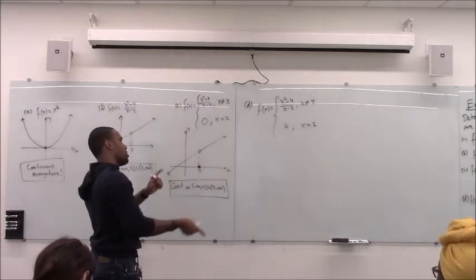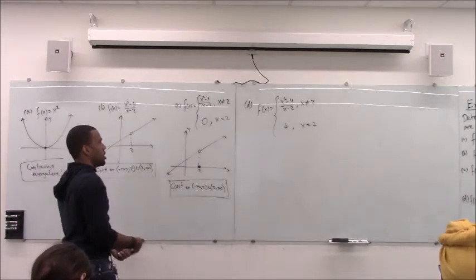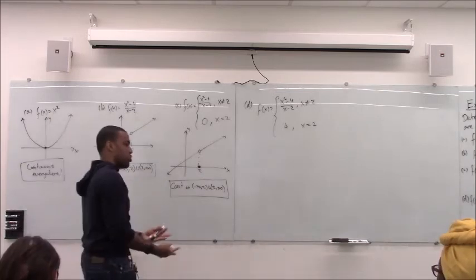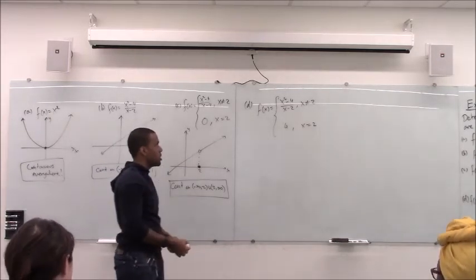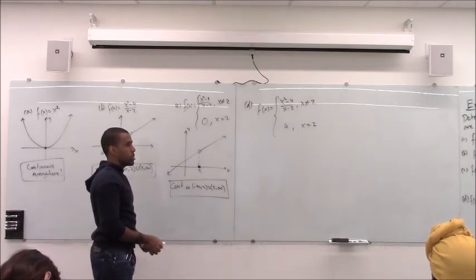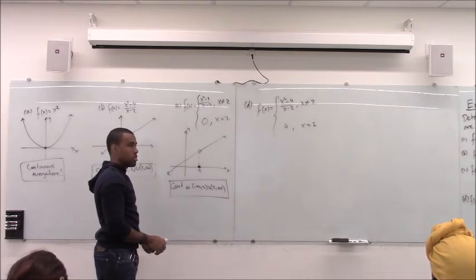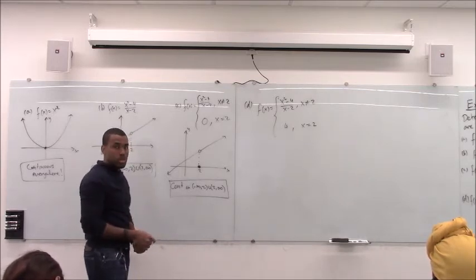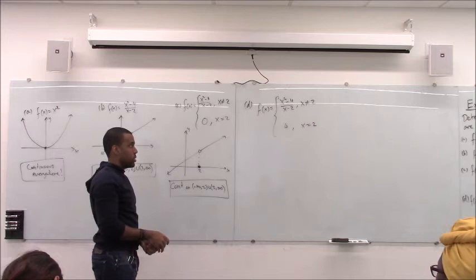So what is the approach? Remember the question was determine where the functions are continuous. So what is the strategy? What is the approach we do here? Like general approach. You have to check the 3 rules. You have to check the 3 rules. What are they?